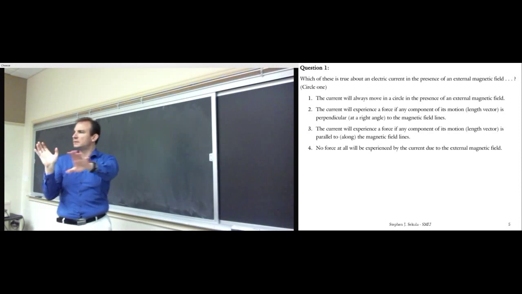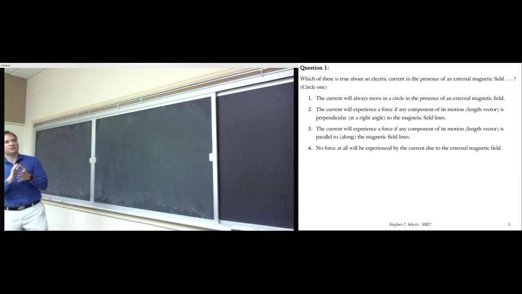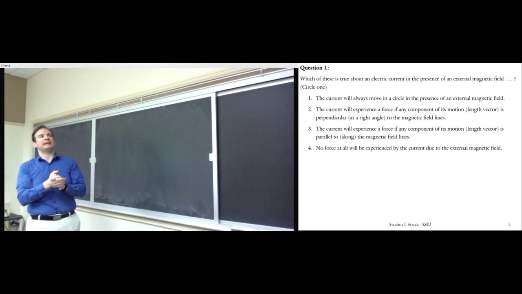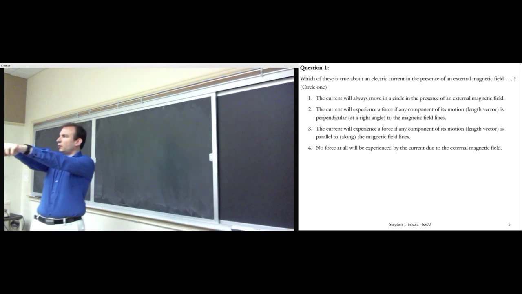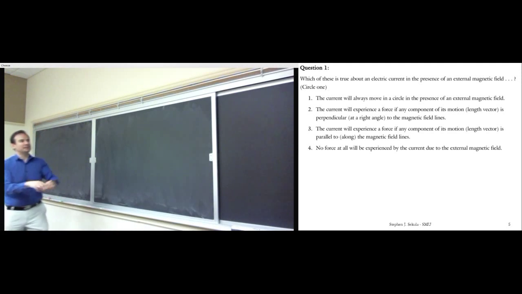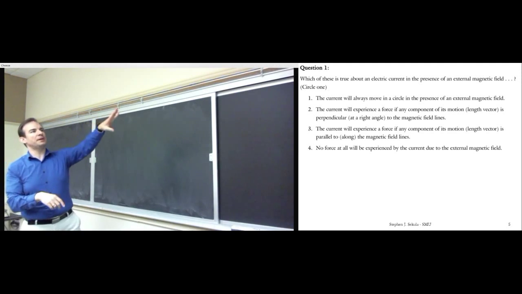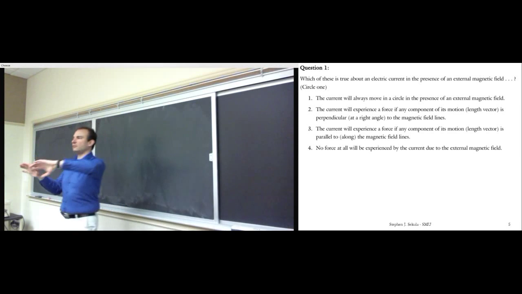Anyone for that? Okay. The current will experience a force if any component of its motion, length vector, is parallel to or along the magnetic field lines. That is, when the current is perfectly lined up with the field, it experiences the maximal force. No one? Okay. It's Tuesday. All right. No force at all will be experienced by the current due to an external magnetic field.